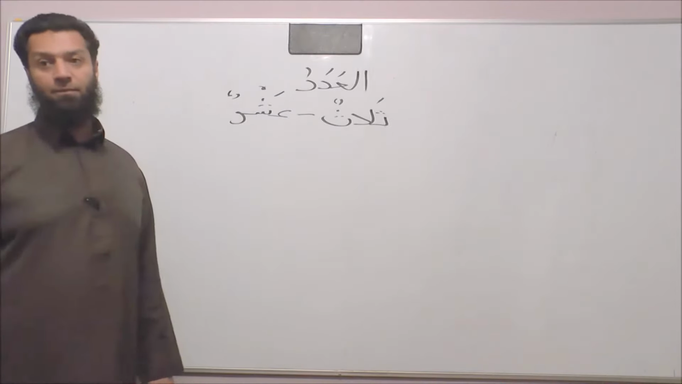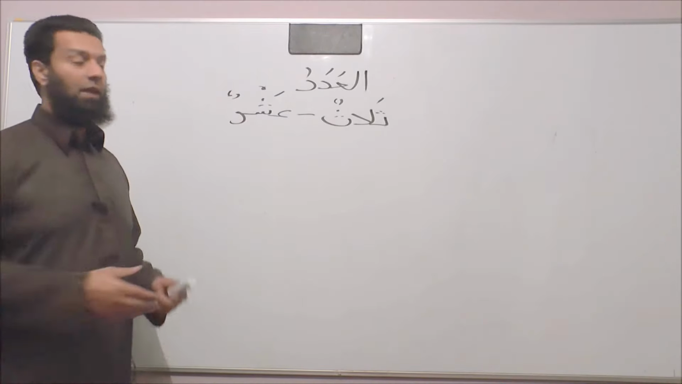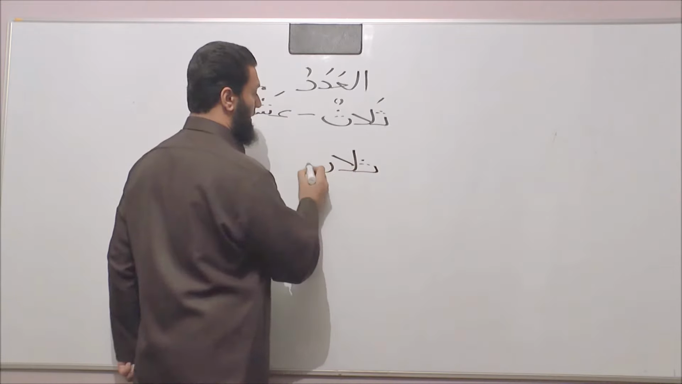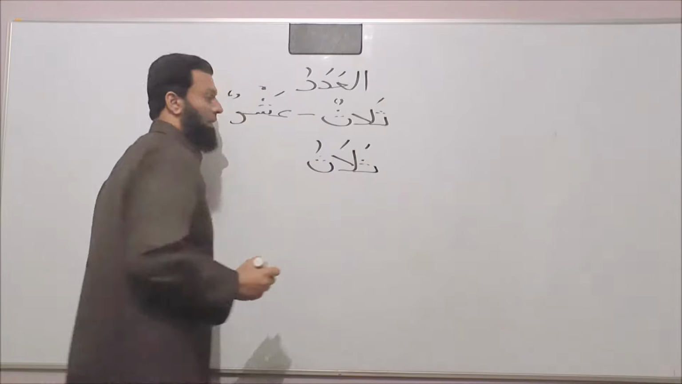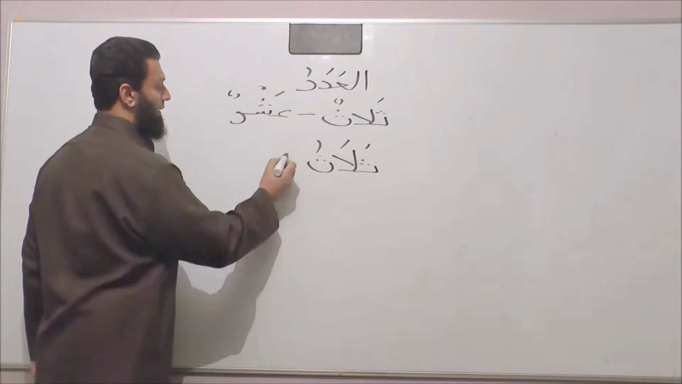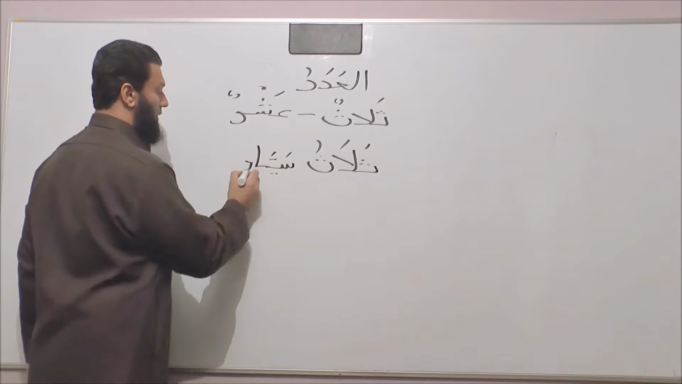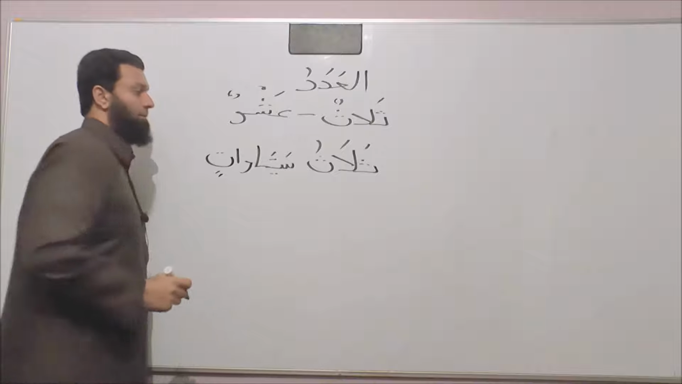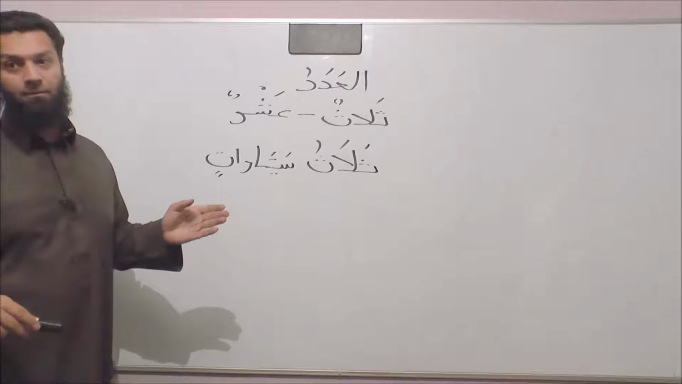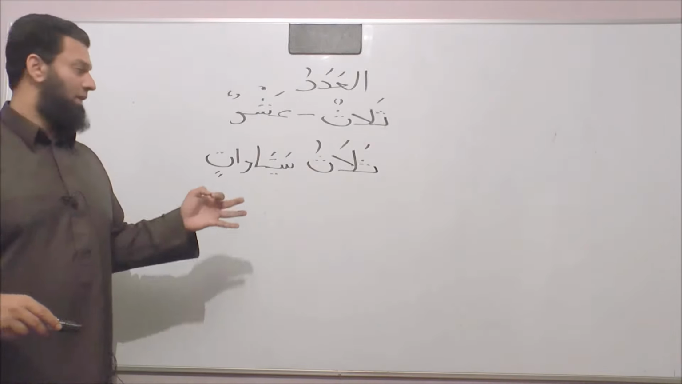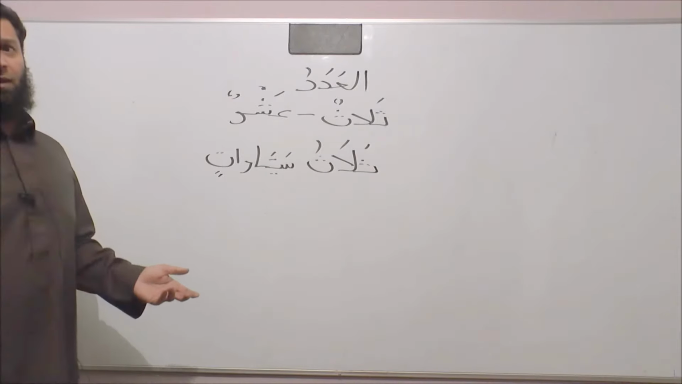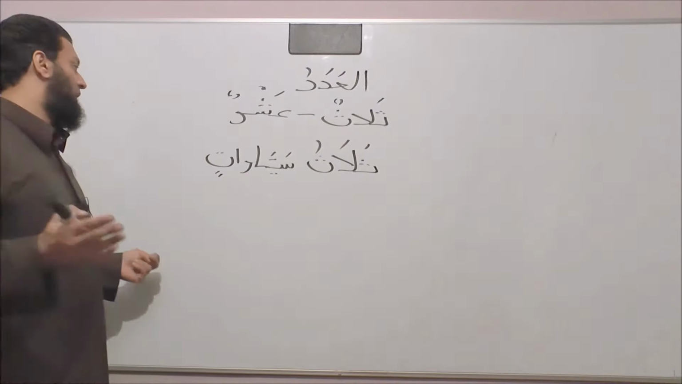So if we want to say 3 cars, we would say thalathu sayaratin. Thalathu sayaratin. Okay. So, as I said, first of all, it's an idafatun. So there are 4 rules relating to an idafa, isn't there?